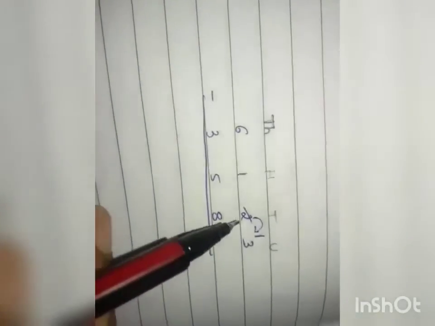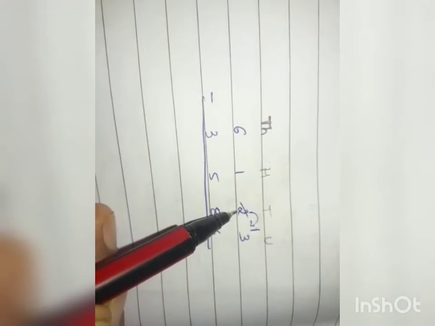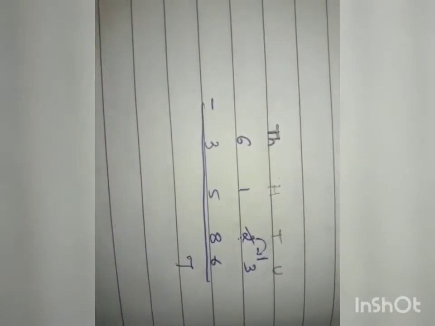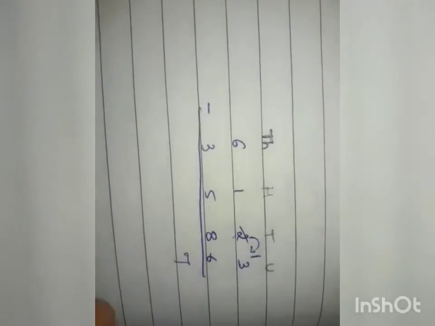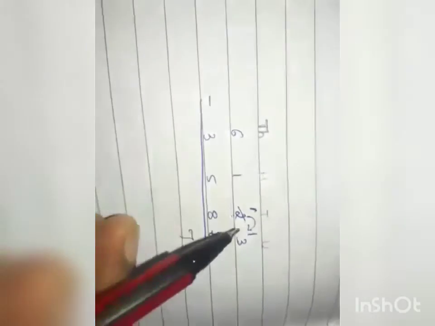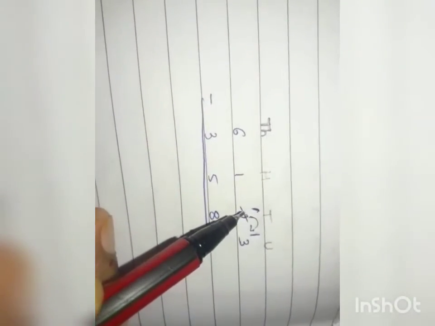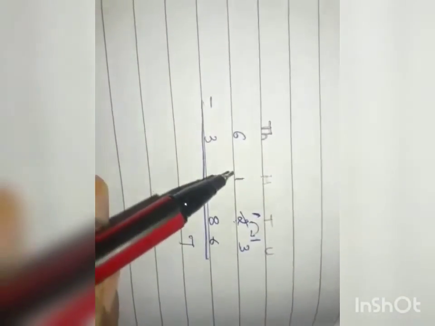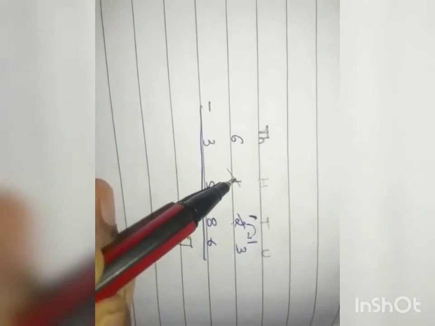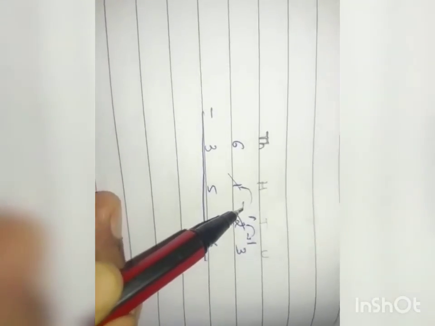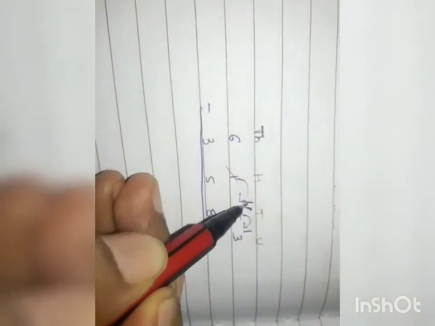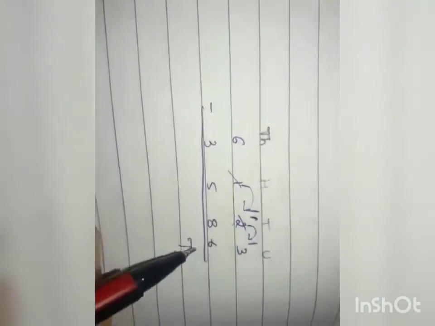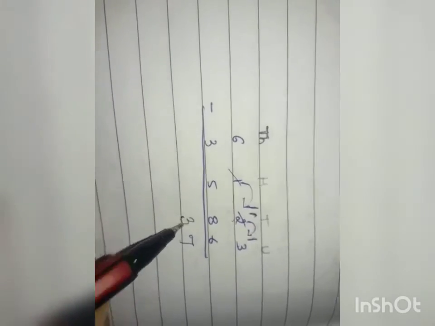Then we'll go for the tens. But what do I have in the tens now? I had 2, but I have borrowed 1. So what will remain? From 2 if I take 1, 1 will remain. Can I subtract 8 from 1? I can't subtract. So what should I do? I have to again borrow 1 from the hundreds. So if I borrow 1, what will I get? 1 and 1 will be 11.